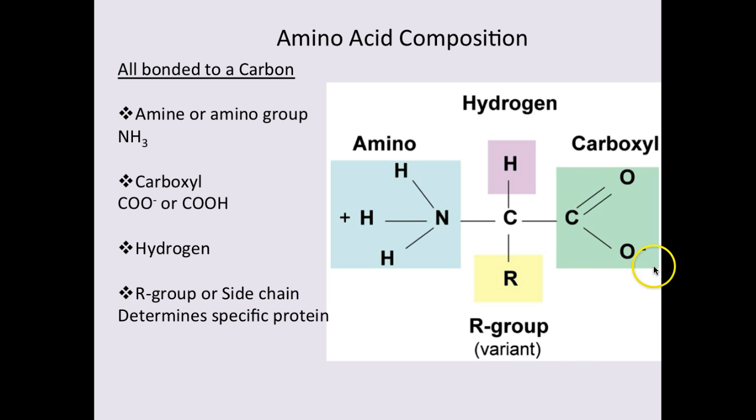And it's whatever is found in the location of this R group that's going to result in the 20 different amino acids. So you always have an amino group with a nitrogen and 2 or 3 hydrogens. You're going to have carbon bonded to a lone hydrogen, and you're going to have the carbon bonded to a carboxyl group with a carbon double bonded to an oxygen, or carbon bonded to an oxygen, bonded to a hydrogen, and then bonded to a second oxygen.